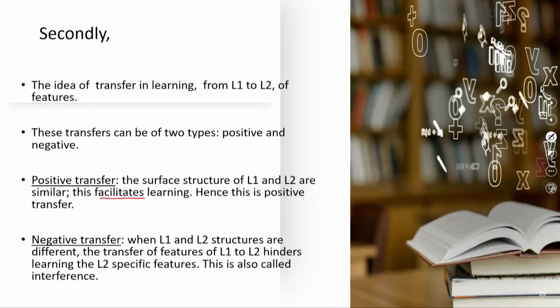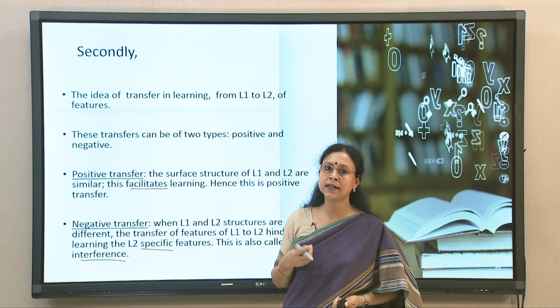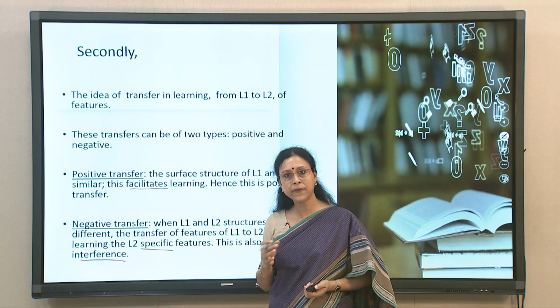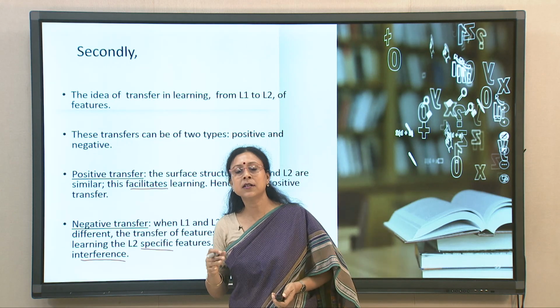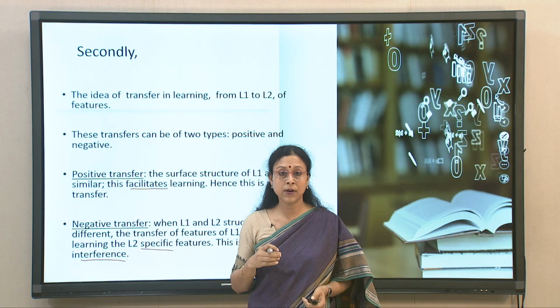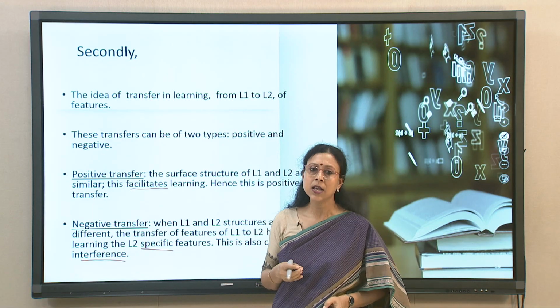Then there is the idea of negative transfer as well, that is when the L1 and L2 structures are different. This is when the transfer of features from L1 to L2 will not only not help, but will also hinder, because you are trying to transfer L1 specific features to L2, and L2 does not have those features. That will give us a lot of errors, and this is called interference. So, in case of similarity, we have a positive transfer, which basically means that it facilitates learning L2. In case of difference in structure, the transfer will anyway happen, but it will result in interference, because this is not a blank slate; you are learning when there is another language already. So, it will interfere with your new language learning.